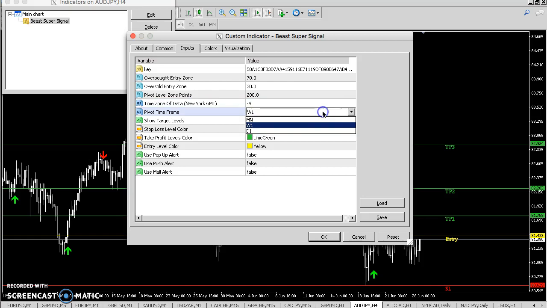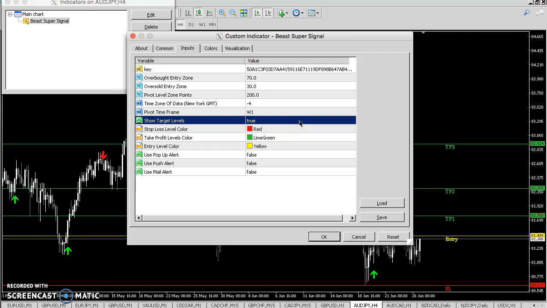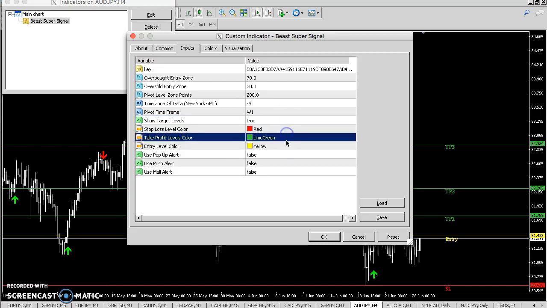Pivot time frame, I have it set on weekly. I do find that the weekly pivots are more accurate. I just prefer the weekly pivots. They tend to be stronger zones for price, but you can change it to daily, you can change it to monthly. It's entirely up to you. And the next thing, show target levels. If you want to show these take profit levels, you can show them. Alternatively, you can just switch them off and then it won't show them on the chart. You can edit the colors of your levels.